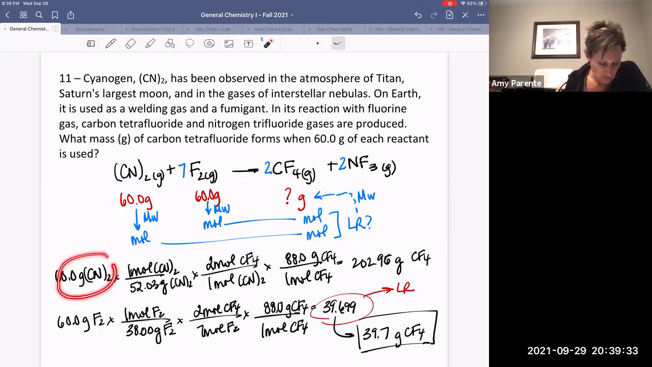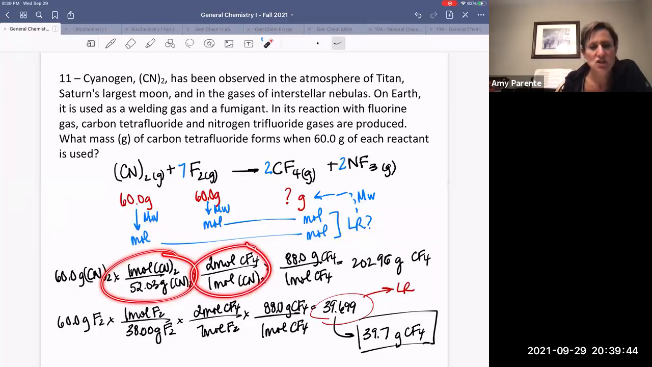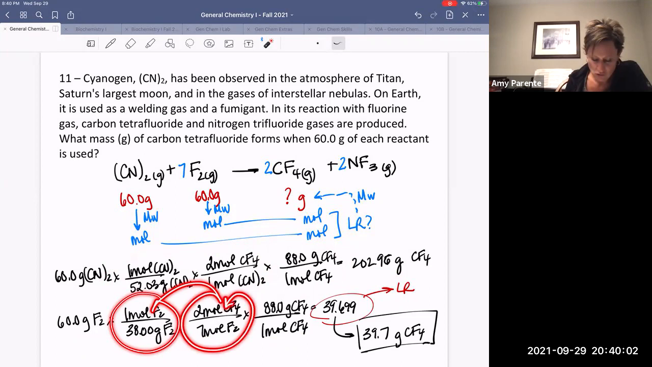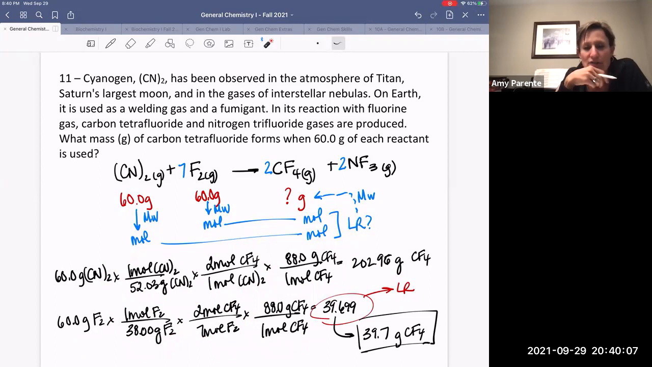So here, if I started with 60 grams of cyanogen, which is C2N2, the quantity there is 2 of those. I use molecular weight to get to moles, my balanced chemical equation to change who I'm talking about, and then the molecular weight of CF4 to get the mass of CF4. I do the same calculation starting with the 60 grams of F2. Going through the molecular weight of F2 gets to moles, the balanced chemical equation changes who I'm talking about, and then I've got the molecular weight of CF4 to get to grams of CF4.